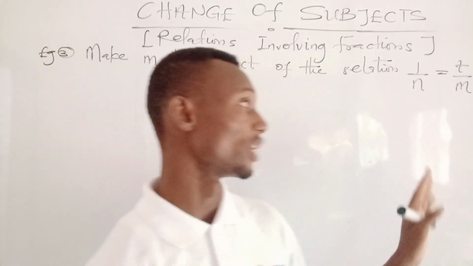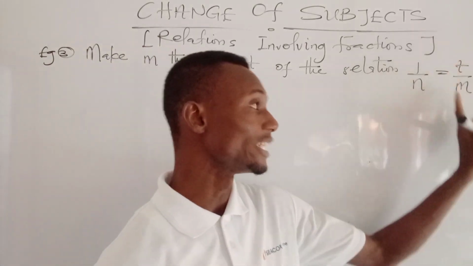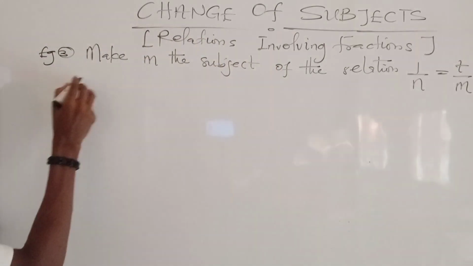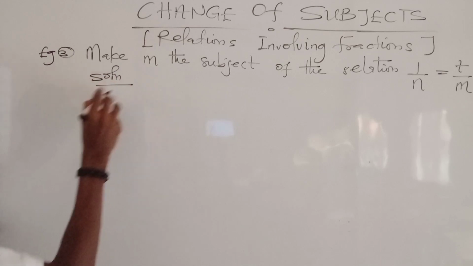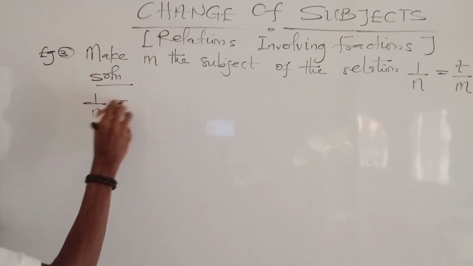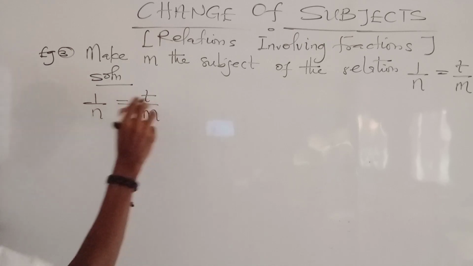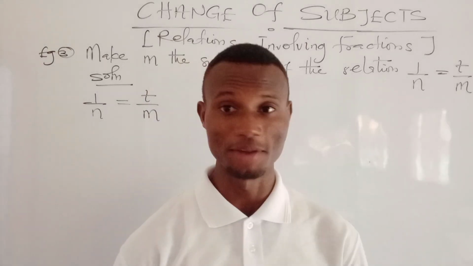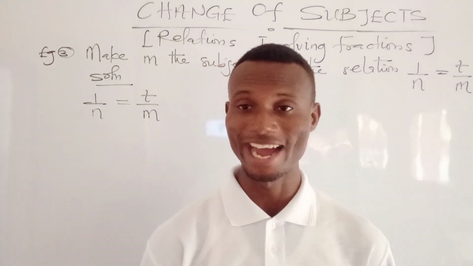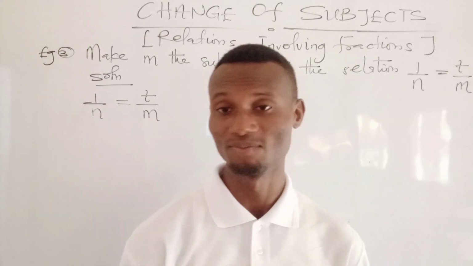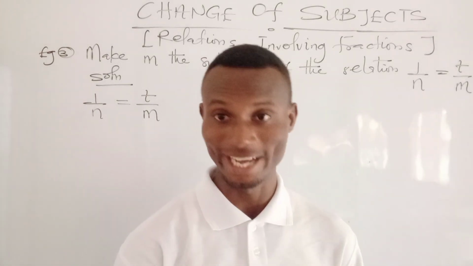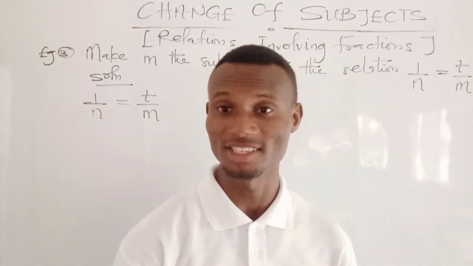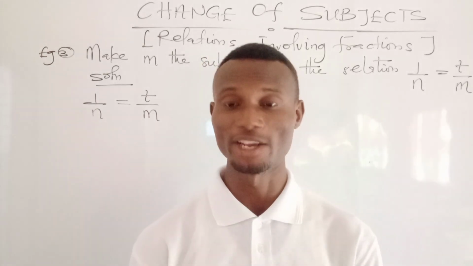So in this equation we have 1 over n equals t over m, and we are being asked to make m the subject. So let's go ahead and solve it together. So let me write down my solution. So I have 1 over n equals t over m, and we are being asked to make m the subject. And I've explained to you from the previous videos that anytime you have an equation that contains fractions, the first thing to do is to multiply through by the LCM. Very important, and don't forget that anytime you have an equation that contains fractions, the first thing to do is to multiply through by the LCM.